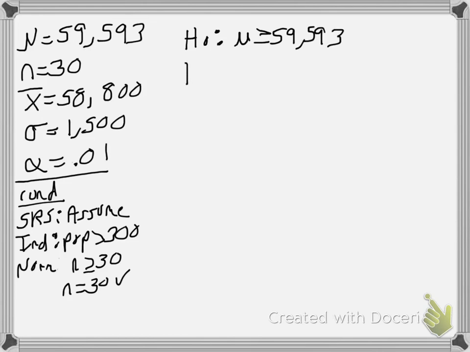And their H1 would then be less than 59,593. By the way, guys, X bar is less than mu, correct? I hope you say yes. That means my z-score is going to be what? I'm going to have a negative z-score, right? This should lead you to thinking, oh, well, this is probably going to be a left-tailed test. And in this case, it is. So we have our picture.